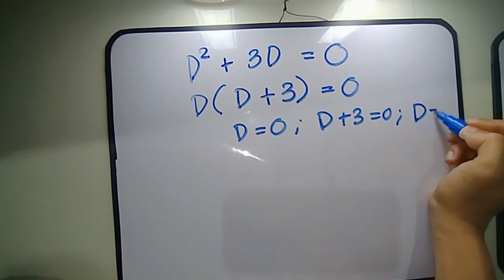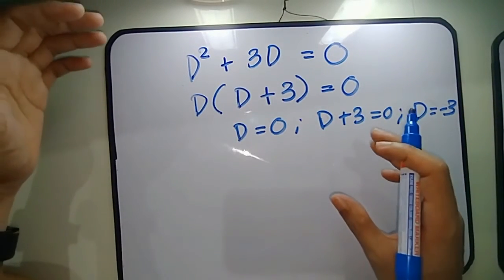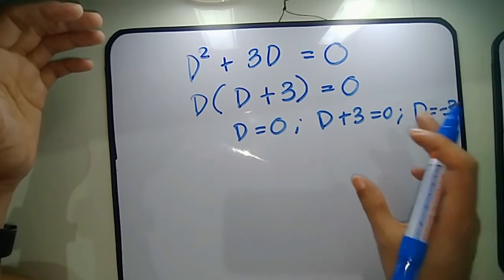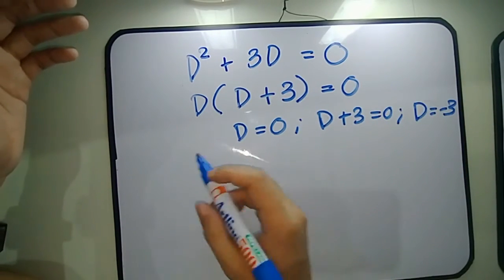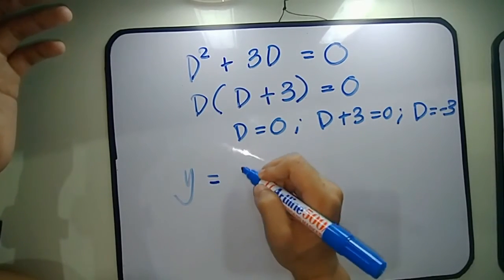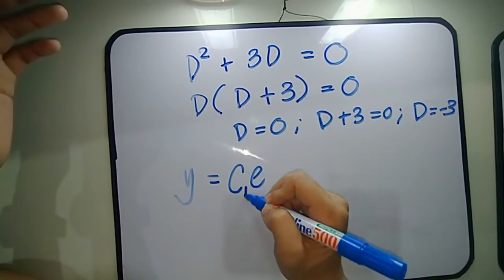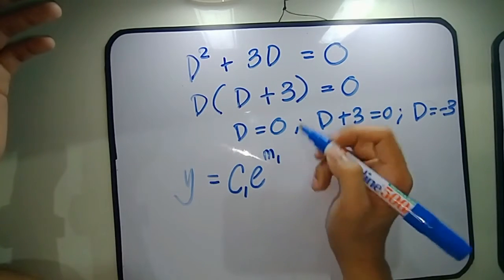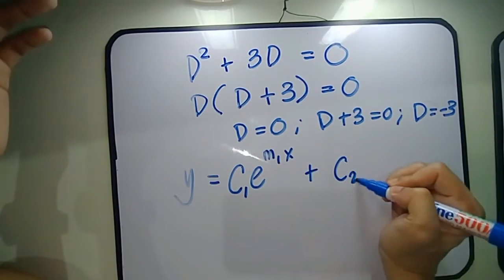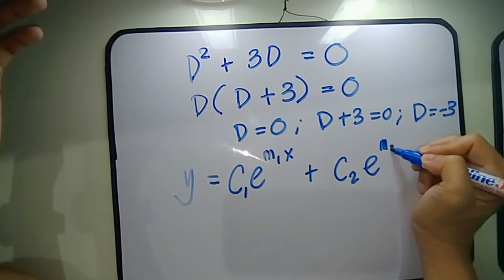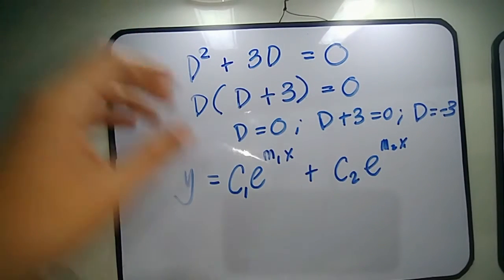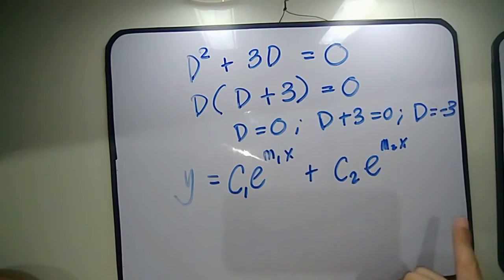Therefore, d equals negative 3. So in this case, if you have a decreasing order of derivatives in your DE, the solution will be y equals c1 e raised to m1 x plus c2 e raised to m2 x, where m is our root. The number of constants, c1, c2, c3, and so on, depends on the order of your differential equation. In this case, we have second order, so therefore, we have two constants. So this is a case wherein we use this type of solution.